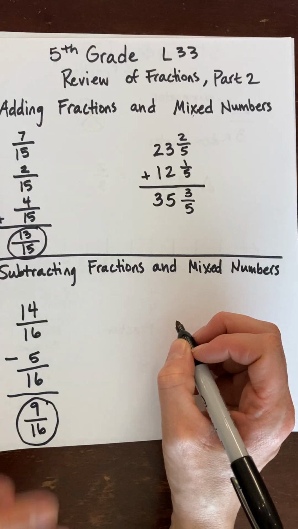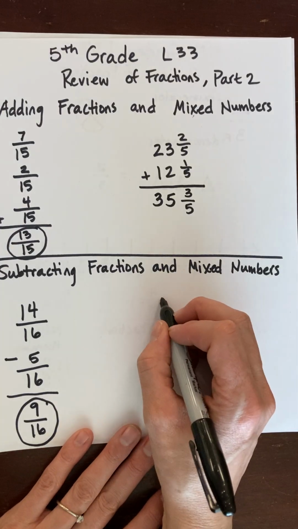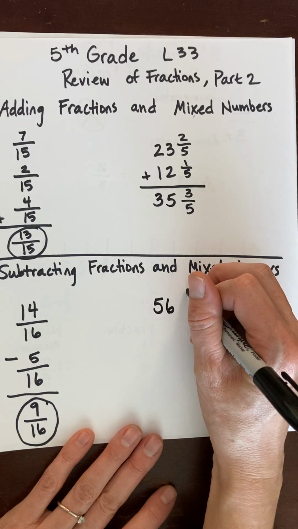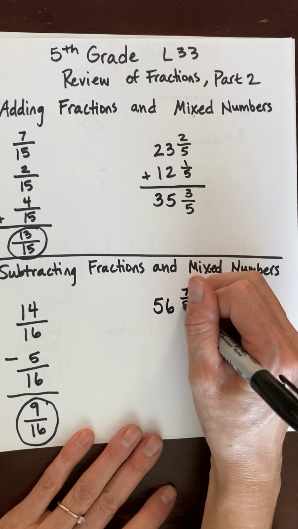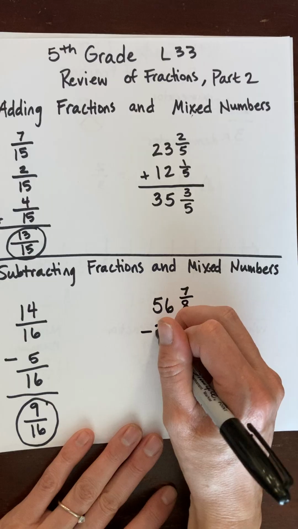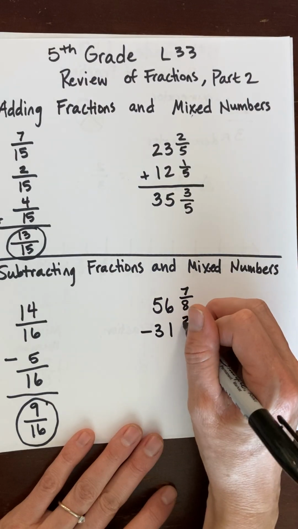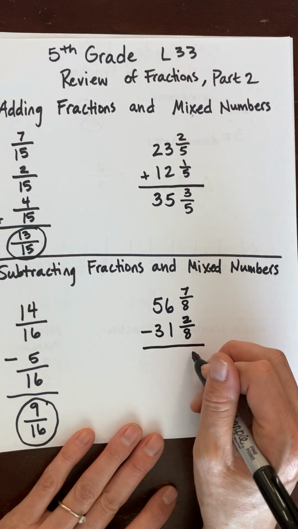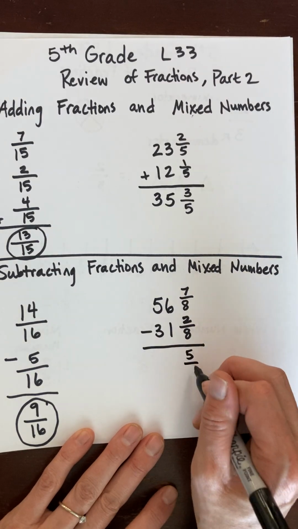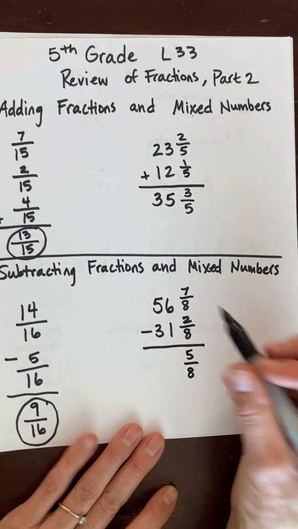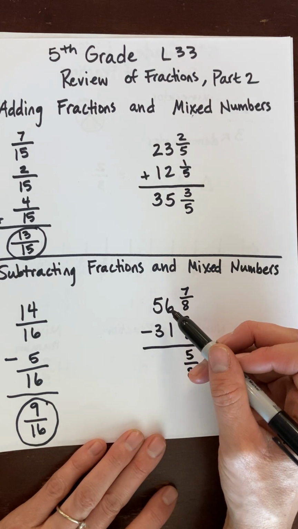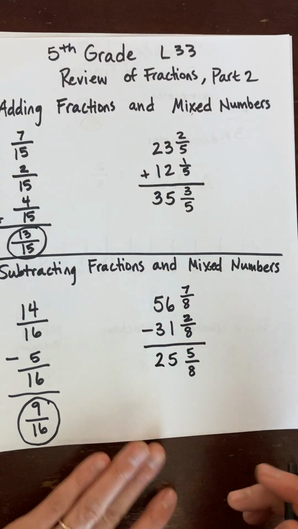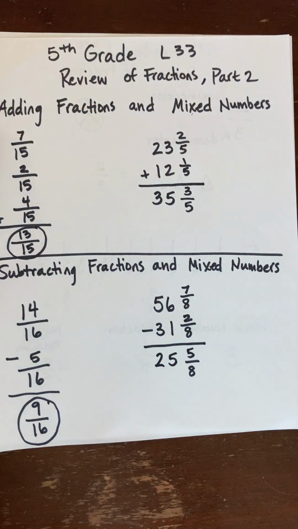Now if we have mixed numbers, let's do 56 and 7/8 minus 31 and 2/8. 7 minus 2 is 5. Keep our denominator the same, which is 8. And then subtract our whole numbers like normal. 6 minus 1 is 5, and 5 minus 3 is 2. So our answer is 25 and 5/8.